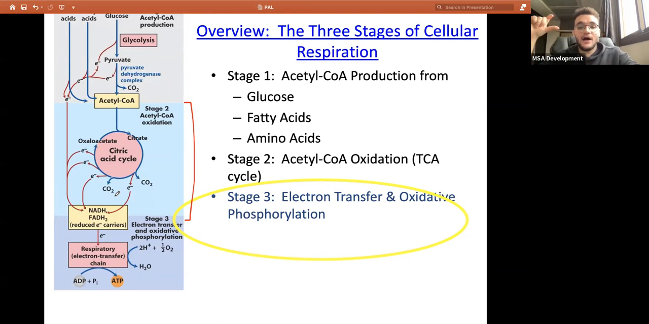And I'll be talking about how that happens. So just to understand, for every single NADH, it forms 3 ATP. And for every single FADH2, it forms 2 ATP. Okay, so NADH is 3 ATP and FADH2 is 2 ATP.